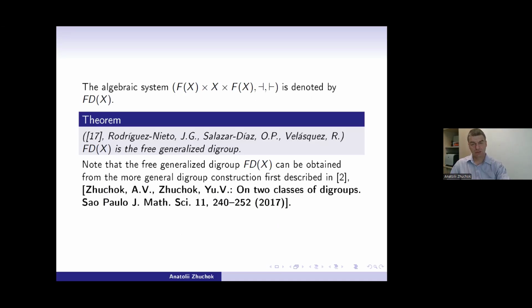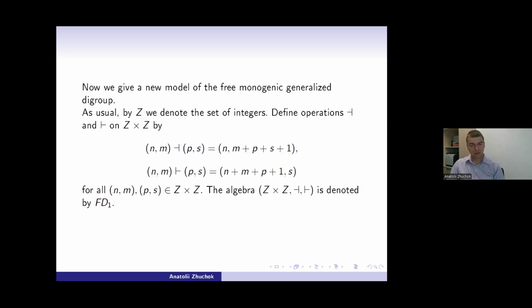Theorem: Rodriguez, Salazar, Velasquez proved that FDX is a free generalized D-group. And I note that such a structure can be obtained from the more general D-group first constructed in this paper. Okay, and here is the construction of the monogenic case.